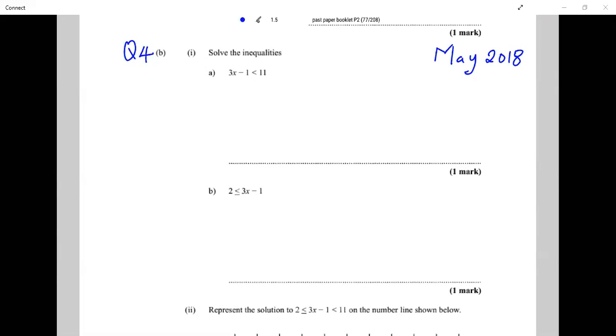All right, so let's go. We're going to have 3x is less than 11 plus 1. Negative 1 goes over and becomes positive. Then, 3x is less than 12. Divide both sides by 3. And so we get x is less than 4.